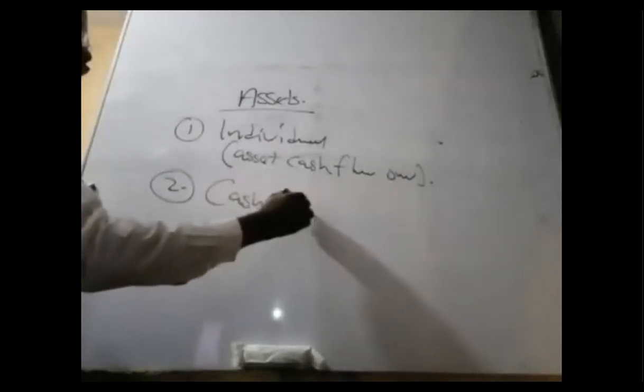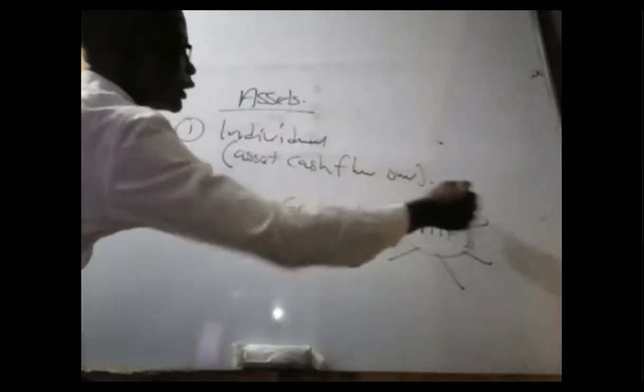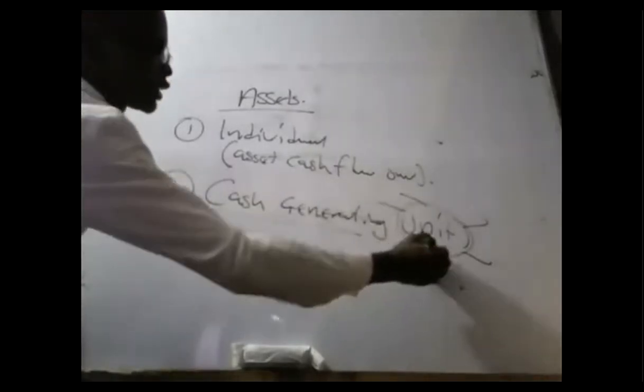Asset number two, we have what you call cash generating units, right? This one is a unit which is made up of a lot of individual assets that generate cash together. Have you got it? Cash generating unit. This is not a single asset. It is just a unit.